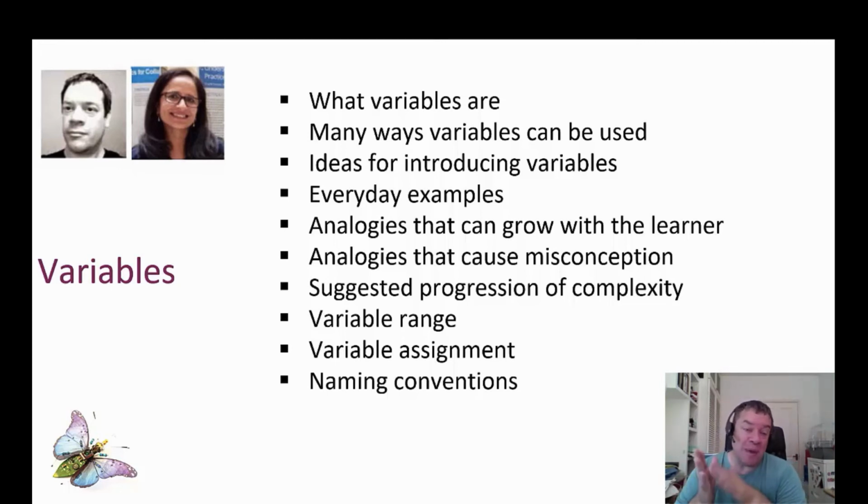We think quite a lot about analogies. Those that are good analogies that can really grow with the learner as they progress and build on their understanding of variables, and also those analogies that can cause misconceptions later on that might be better actually avoided. We suggest a progression of complexity of things. We look also at variable range and variable assignment and naming conventions and a host of other things.